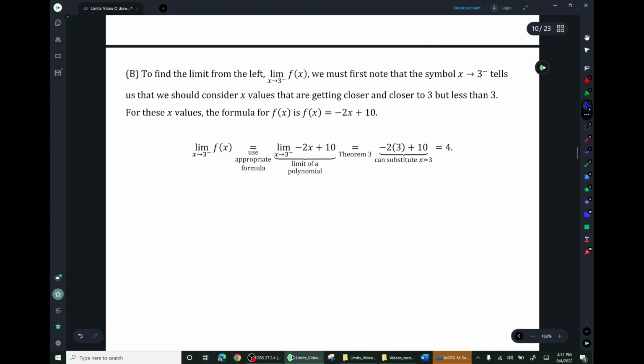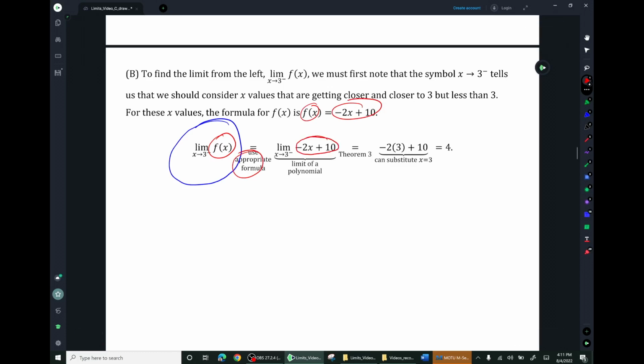So we write down what we're going to compute. We're going to compute this limit, and then we swap out the formula for f of x, the appropriate formula. So there's our f of x. We use the appropriate formula, which is that one, and we swap out that part of the expression. Notice that the rest of the expression is still there. We still have that frame, that limit as x approaches 3 from the left, still parked out in front. All we did was swap out f of x and replace it with the appropriate formula.